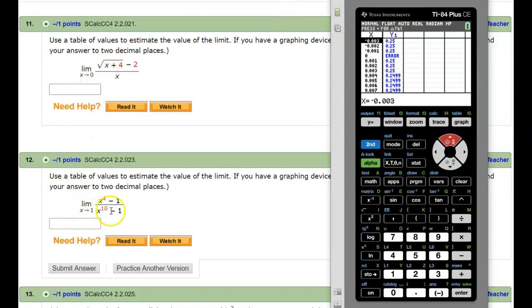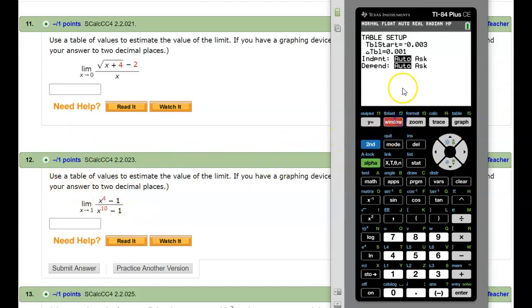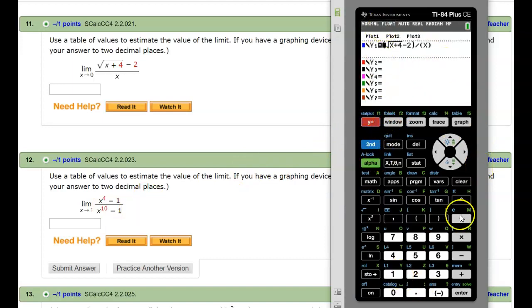I'll do the same thing down here, but it will be to 1. So the difference in problem number 12 is that instead of 0 from my table set, I'll set that to be 1. I would need y equals x to the 4th minus 1, divided by x to the 10th minus 1. Now both of these factor.